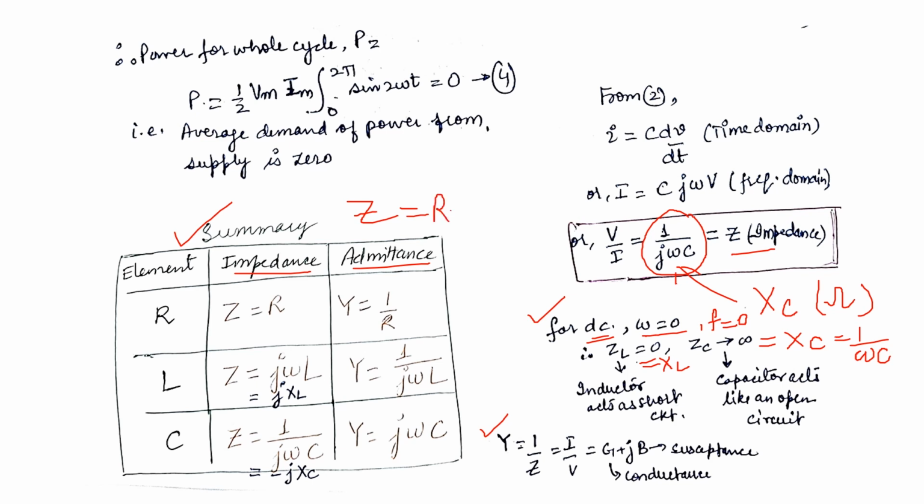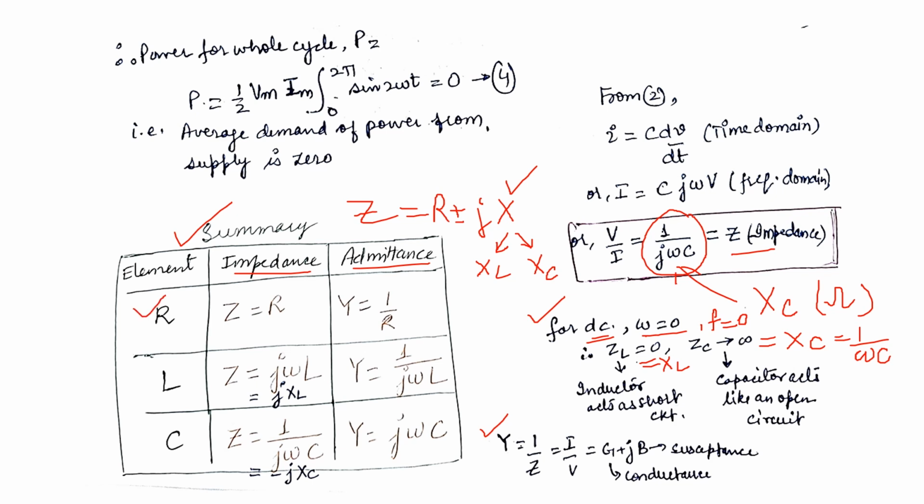Impedance is represented as Z equal to R plus or minus jX, where this X may be capacitive or inductive. It is of two types. That we will see in the next discussion when we take combinations of resistances and inductances, or resistances and capacitances. Admittance is the reciprocal of impedance.